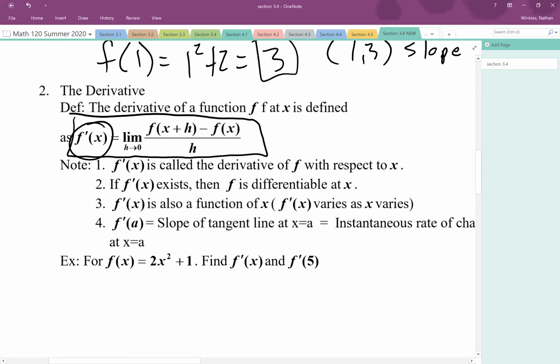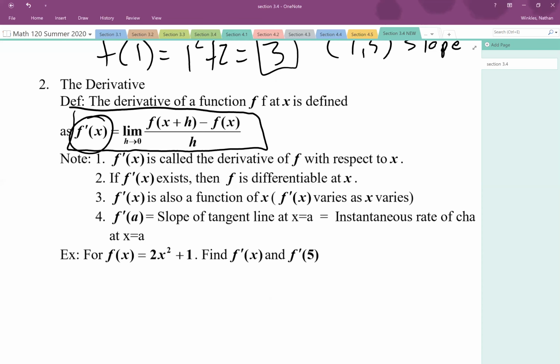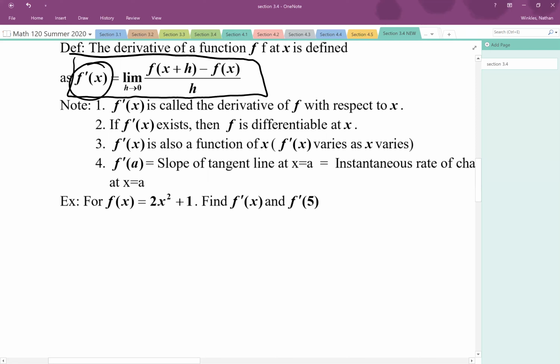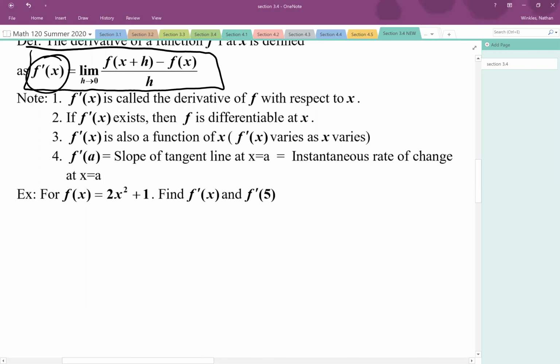So whether or not you get f prime of x equals 2x, f prime of x equals x squared plus 3x plus 1, f prime of x equals 5, f prime of x equals 0, all of these are functions of x. F prime of a is equal to the slope of our tangent line at x equals a, which is equal to the instantaneous rate of change at x equals a. So we're still talking about this in terms of rates. dy dx is a rate, it's a slope. They're all rates right there.